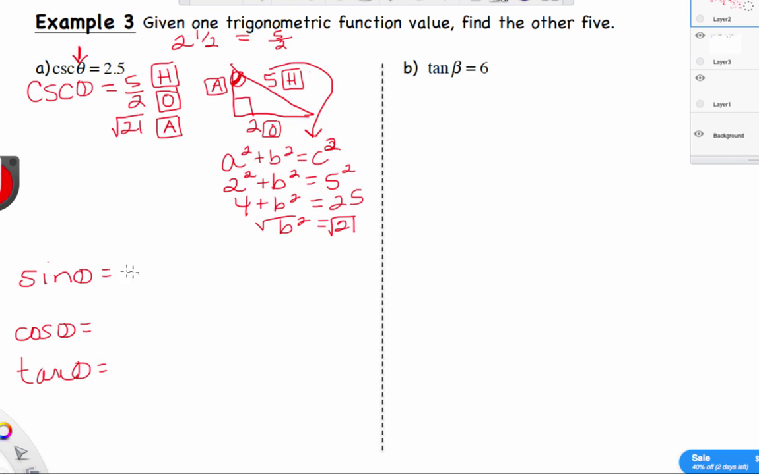Alrighty then, sine is o over h, so that's going to be 2 over 5. Cosine is a over h, so that's root 21 over 5, and tangent is o over a, so 2 over root 21, and then that has to be rationalized into 2 root 21 over 21. And then we have cosecant, which was given, and then we have secant and cotangent.